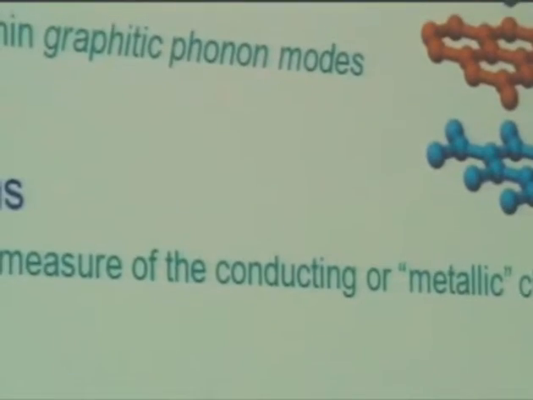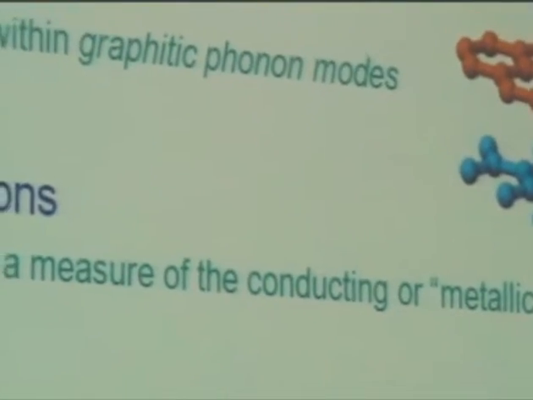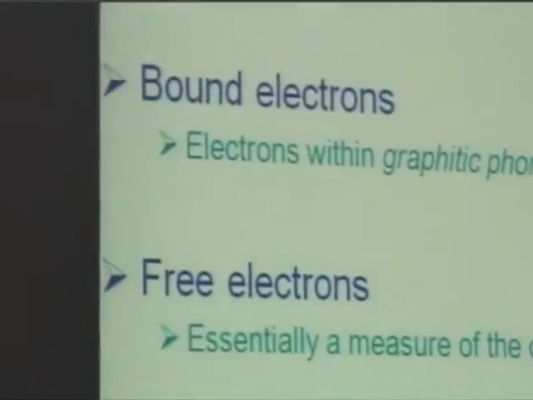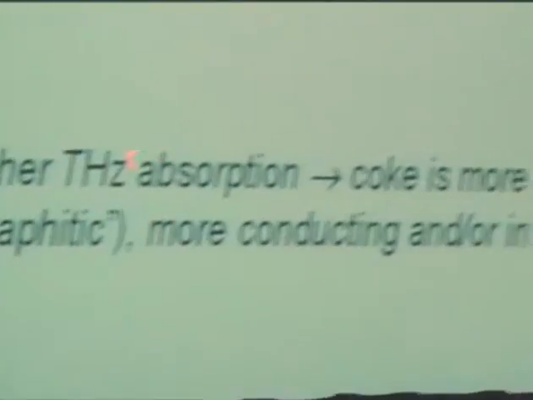So in the sense of graphitic type coke, terahertz is going to be sensitive to the motion of bound electrons within graphitic phonon modes. Terahertz is also going to be sensitive to the actual density and mobility of free electrons in your coke as well. So it's essentially going to give you a measure of the conducting or metallic character of the coke. So really the key thing to note here is when we look at our terahertz spectra, when we see higher absorption, that's going to correspond to coke that's more highly ordered, more conducting, and possibly also in larger domains.